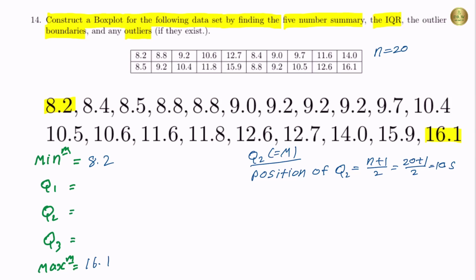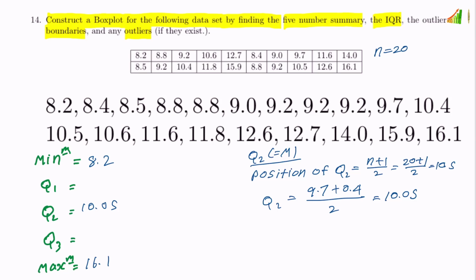Now what is next? Now we should consider the 10th and 11th numbers and get an average of these two, right? 1, 2, 3, 4, 5, 6, 7, 8, 9, 10. These are 10 and this is the 11th. So I can write Q2 equals (9.7 plus 10.4) divided by 2, 10.05. So Q2 is 10.05. Once we find the Q2, we can find the Q1.